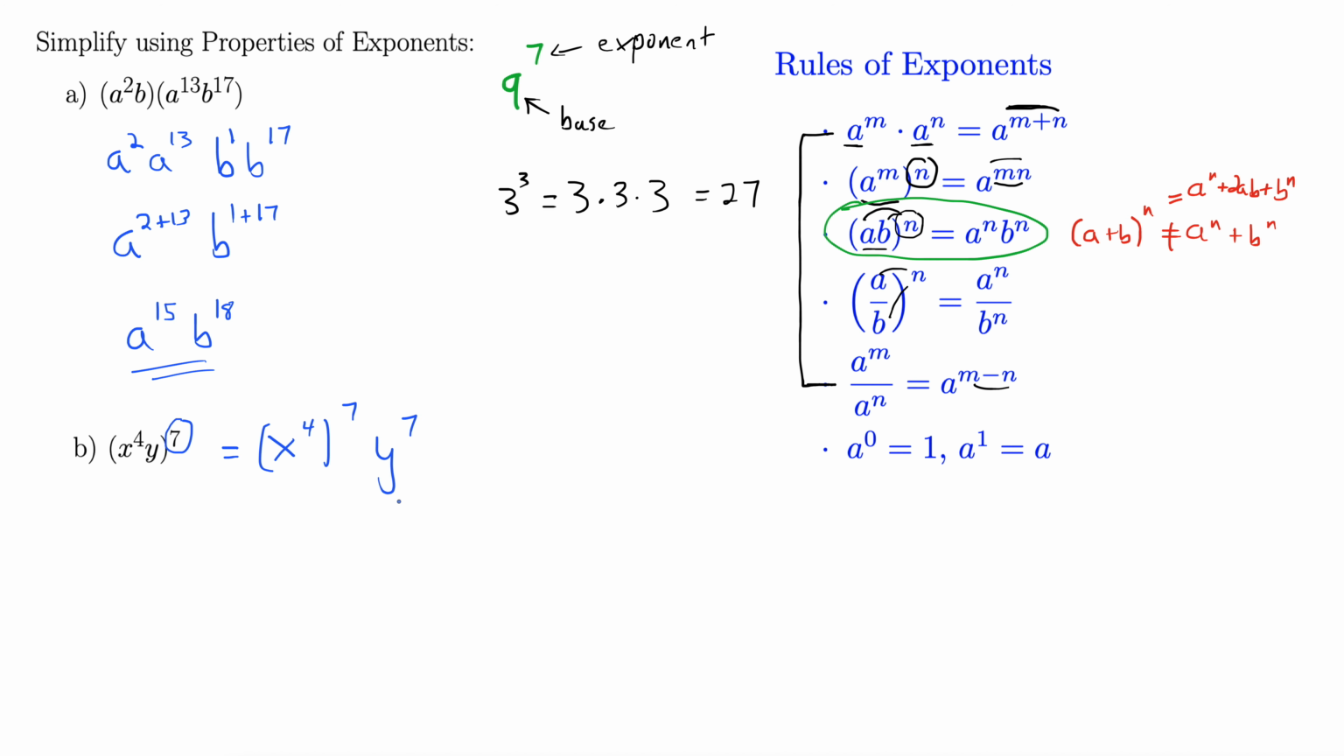Well, this y to the 7 is taken care of, but now for x to the 4th to the 7, we're taking a power and we're raising it to another power. So I'm going to use this second property here, and that means that we multiply the two powers together. The two exponents, we'll say. Exponent and power mean the same thing. So here we have x to the 4 times 7, y to the 7th, which leaves us with x to the 28, y to the 7th. There we go.